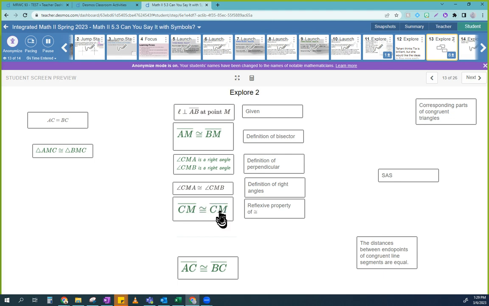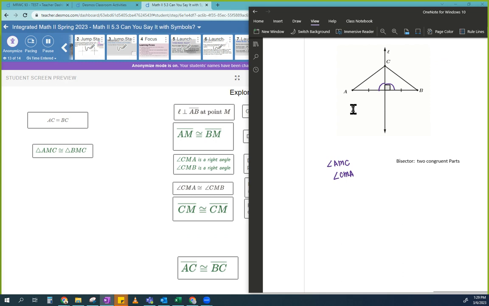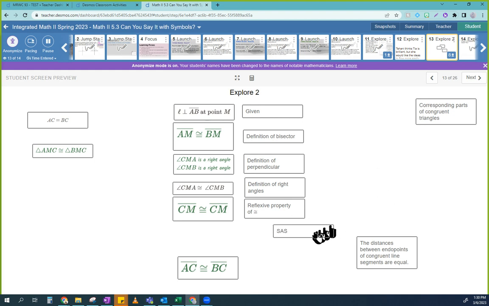Okay, so now if you look, I have side, I have angle, and I have side. I have side, angle, and side. So now can I use the side, angle, side, Miss Johnson? Yes. So if side, angle, side is on this side, what goes here? Yeah, right? What goes here? Yeah, very good. The triangles.